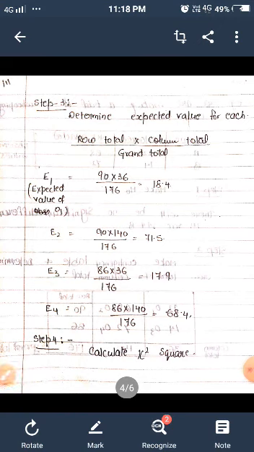Okay, are you getting it? How are we getting the 90 into 140? This is the row total into column total over the grand total for the second observed value. Okay, we are not taking the expected value here, but the observed values. We are calculating the row total, column total and grand total for that observed value.